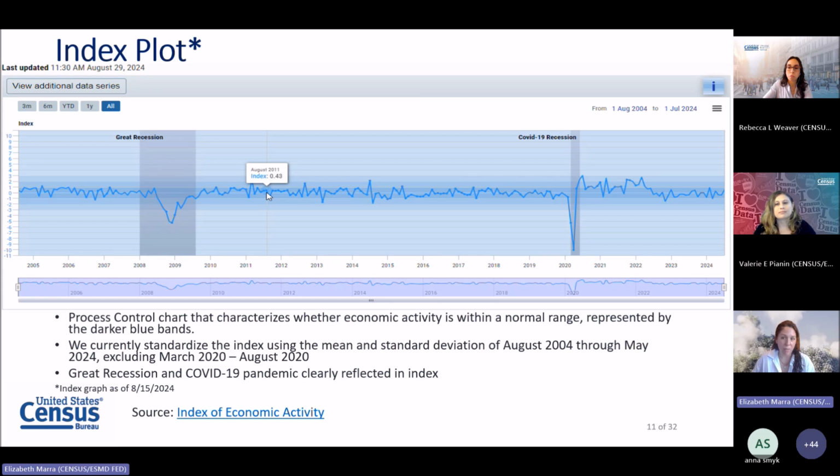One thing to note is that this is a process control chart. It signifies whether economic activity is within a normal range, which we have represented on the graph by darker blue bands. You can see the index is clearly capturing the change in economic activity for the Great Recession back in 2008 and 2009. It also captured the COVID-19 recession in early 2020. Those areas are highlighted with those vertical gray bands.